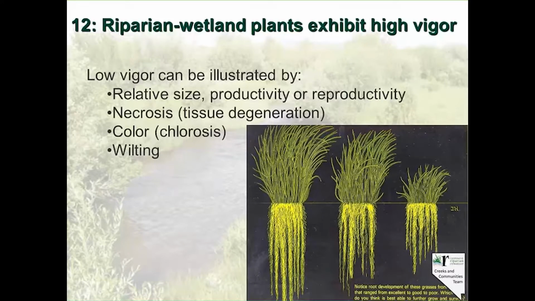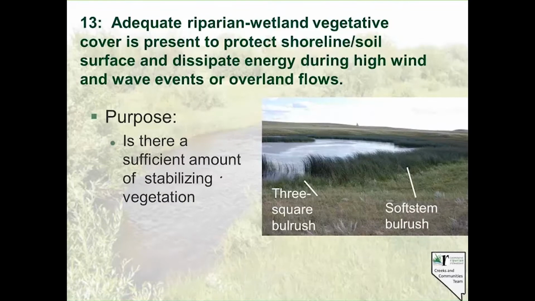Question 13, adequate. Now we're at the adequate question. Riparian wetland vegetation cover to protect the shoreline, soil surface, and dissipate energy during those wave events and overland flows. And so we're, again, looking at the places where we need it, and we're asking the question of whether we have enough. And that's enough of the stabilizing species that do the work of holding the soil and preventing the erosion. Erosion being a really significant part of the risk for riparian areas if they don't have enough.